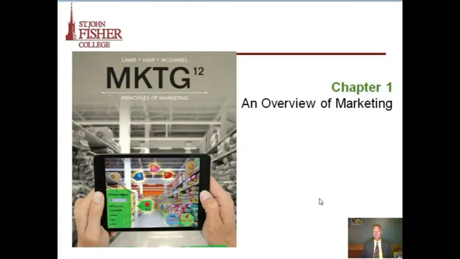So as I said in the introduction, what we're going to do now is go over Chapter 1, which is an overview of marketing. I'm going to try to tell you, in the next 20-25 minutes, a good definition of marketing, what marketing is, what it does, and why it's important to businesses across the globe. We're also going to talk about the different societal ways of marketing and things like that.